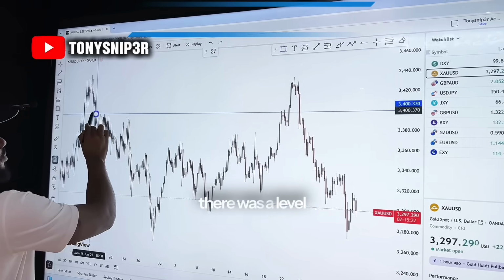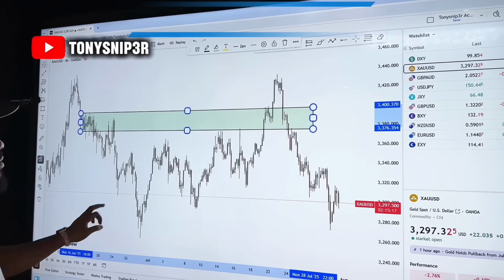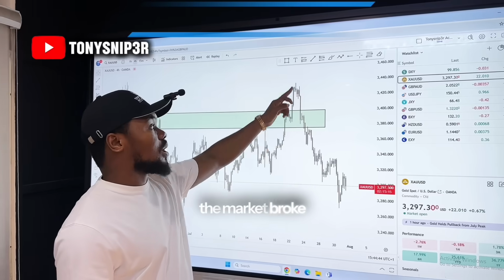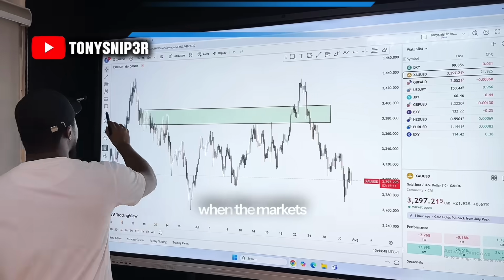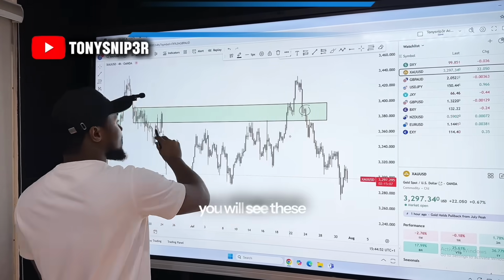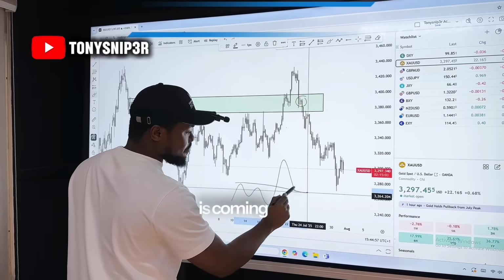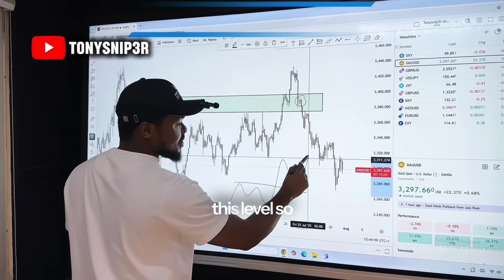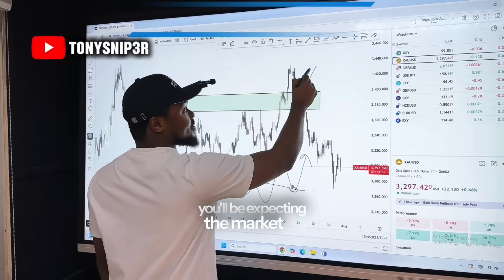Now there was a level at this point here that the market broke above. Immediately the market broke above. When the market came back to this point here, you will see the market is coming back to test this level so that the market will continue pushing. Exactly here, you'll be expecting the market to start pushing.